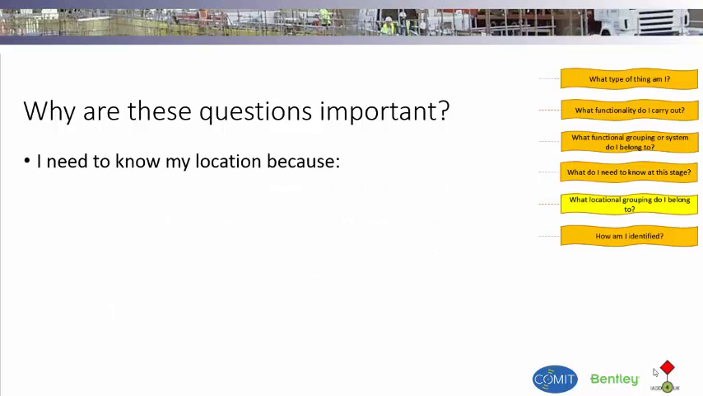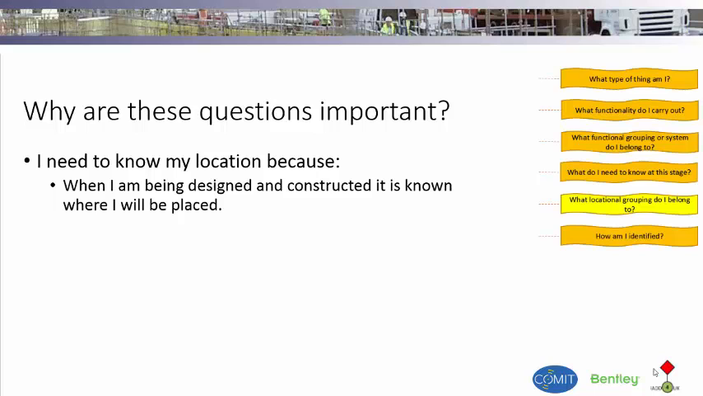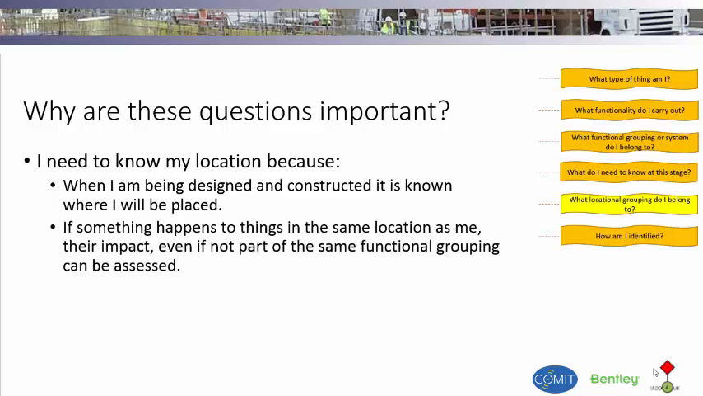I need to know my location because when I am being designed and constructed, it is known where I will be placed. If something happens to things in the same location as me, their impact, even if not part of the same functional grouping, can be assessed. It's the first question that anyone asks. Where is it?